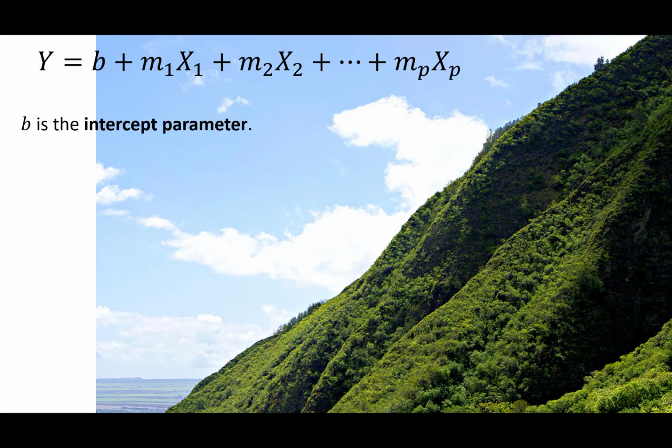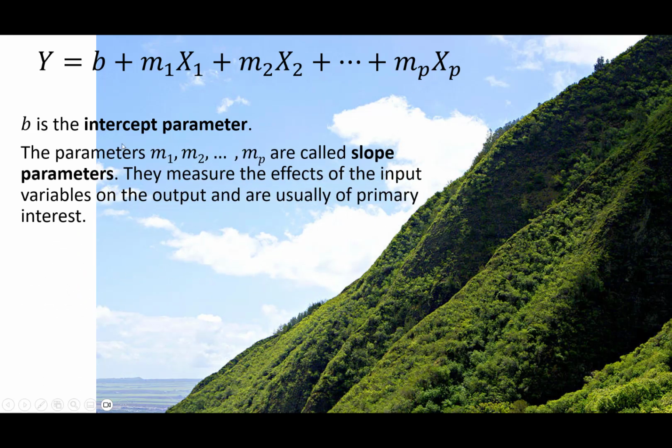So b sub 0 is the intercept parameter, this first one right here. And then all these m's are known as the slopes. So these are parameters that are called slope parameters. They measure the effects of the input variables. So m sub 1 measures the effect of the x sub 1 variable. They measure the effects of the input variables on the output y and are usually of primary interest. In other words, what we want to know is how much do the m's affect the y's.